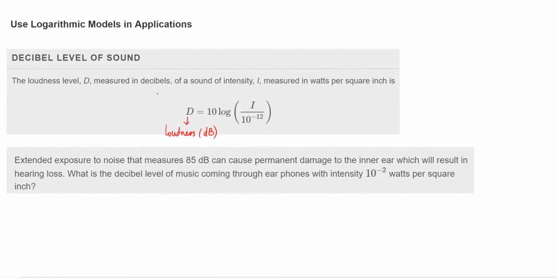So there are only two variables. All others are numbers and operations. The logarithm is an operation. They want us to compute the decibel level.